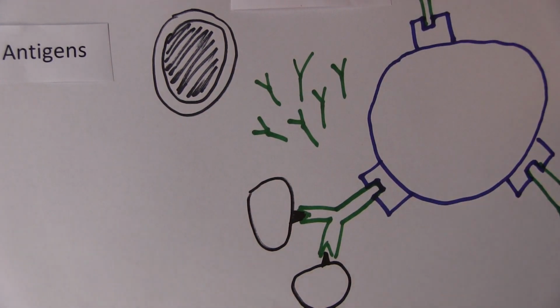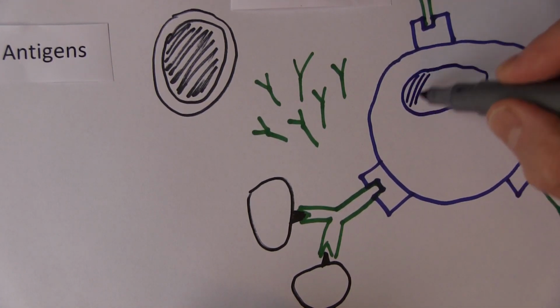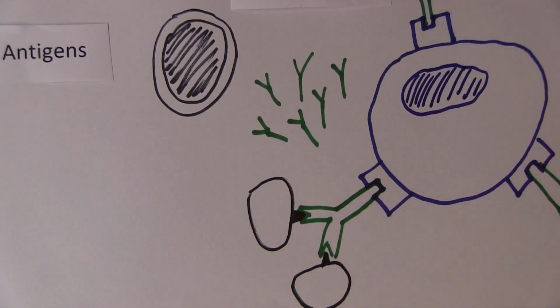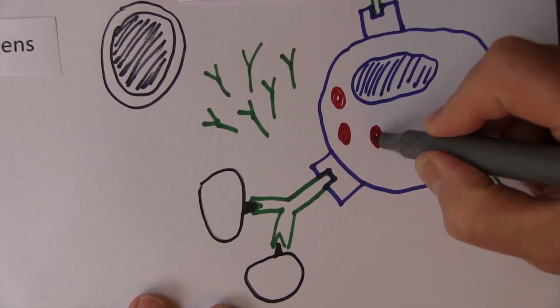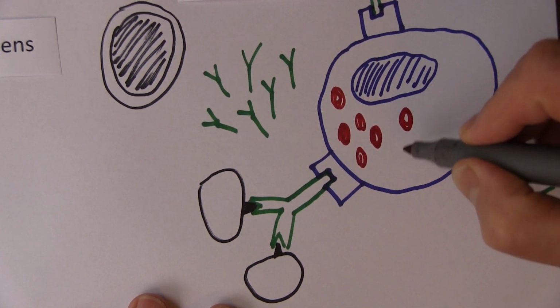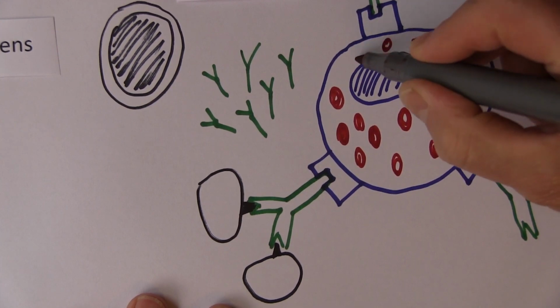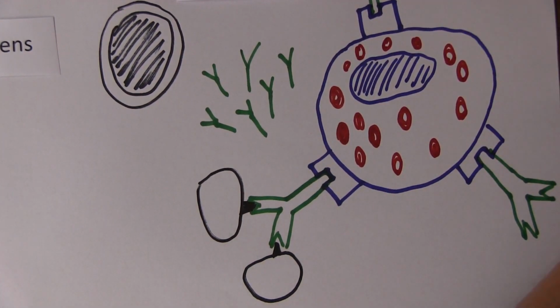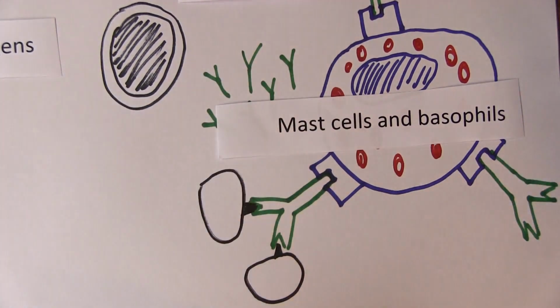Now, these mast cells have a nucleus, of course. But the thing about mast cells is they are absolutely packed with granules. And these granules contain inflammatory mediators. So we're going to draw the inflammatory mediators in red. So there's lots and lots of granules in these mast cells. So this is a mast cell. Just write that on, it's a mast cell. Actually, this can apply to mast cells and basophils.